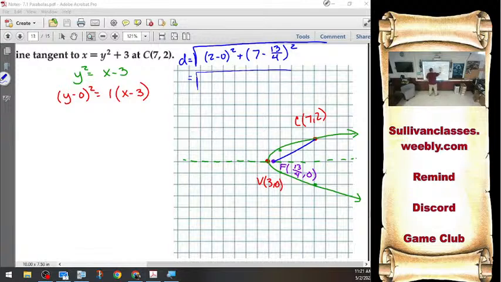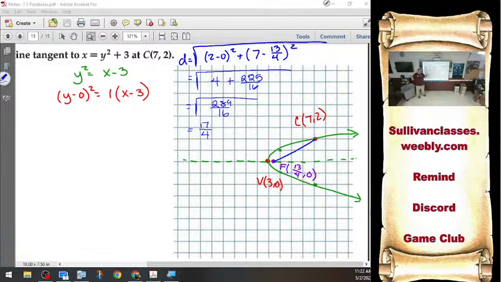Getting the square root of 2 squared, which is 4. 7 is 28/4, minus 13 is 15/4, squared is 225/16. 4 in terms of sixteenths is 64/16. 64 and 225 is 289/16. Here's why I want to do it in fractions. 289 is a perfect square. 17. That distance is 17/4.